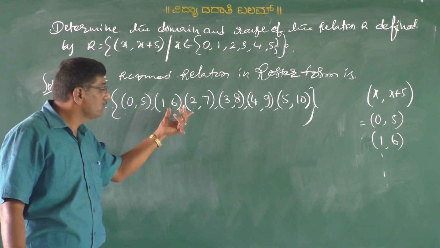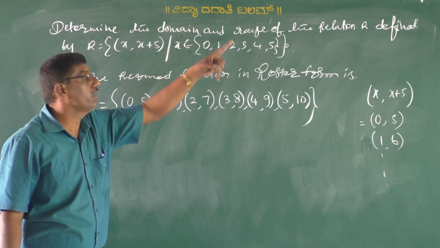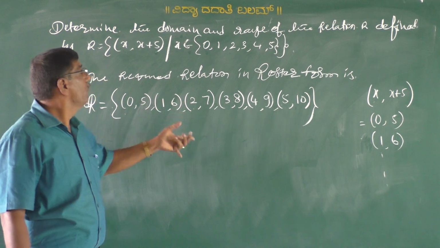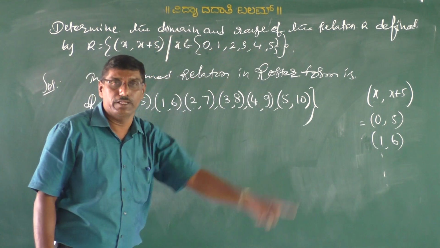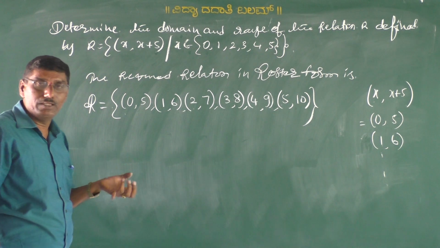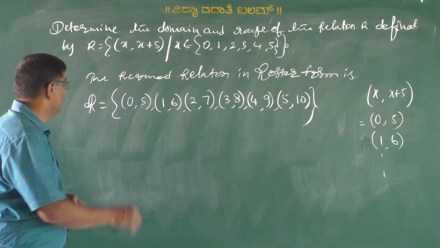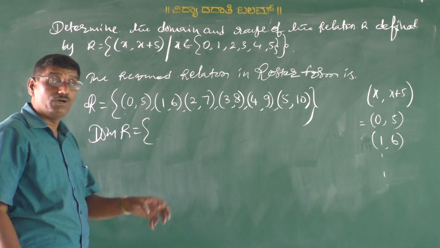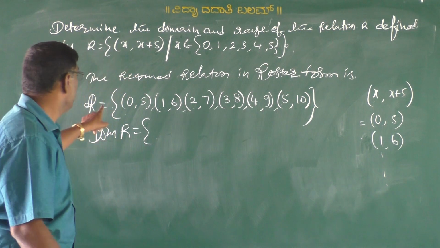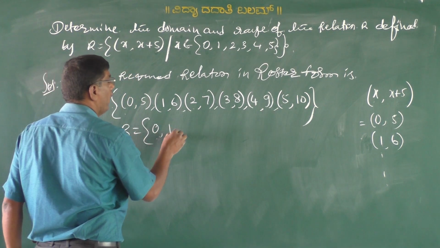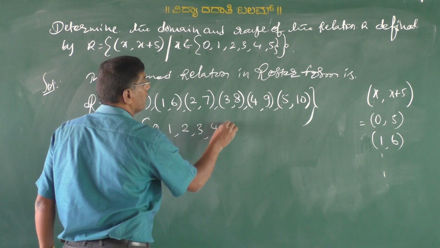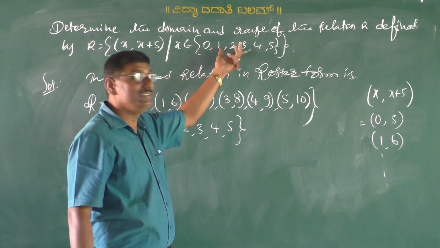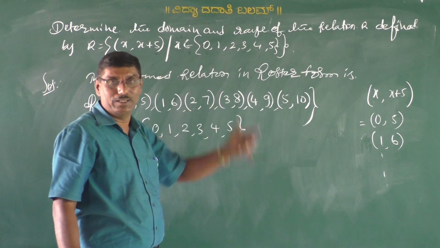Because without this relation we cannot write the domain and range. That means without this form we cannot write the domain and range. Now we can easily write the domain and range. Domain R means the set of all first elements of the ordered pairs in R, means 0, 1, 2, 3, 4, 5. Hence I use the word domain. These are the elements of the domain, isn't it?